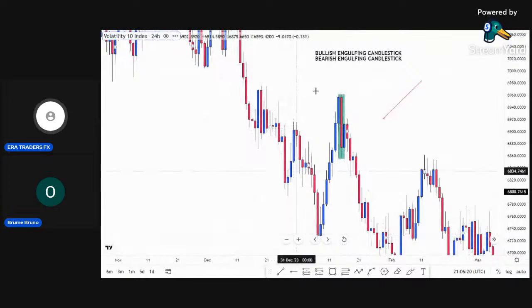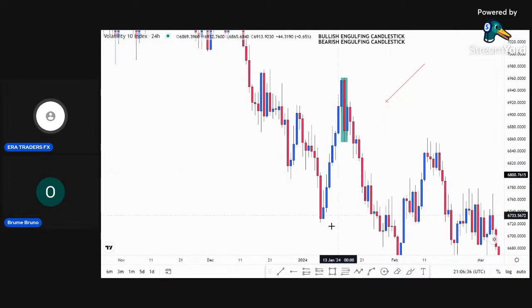The other types of candlestick, like pin bar, you should check about them, browse about them. Pin bar, and other candlestick patterns like evening star, morning star, and so on and so forth.